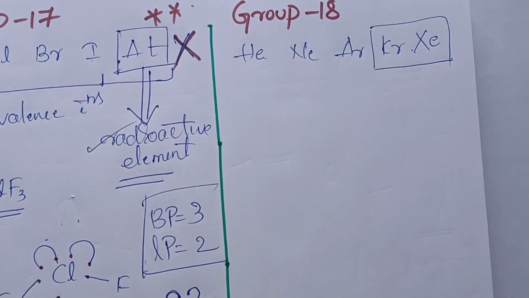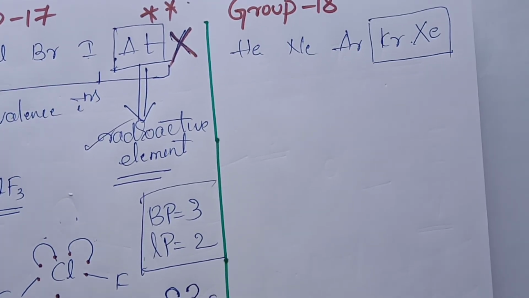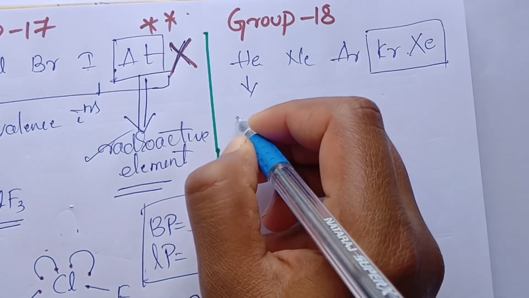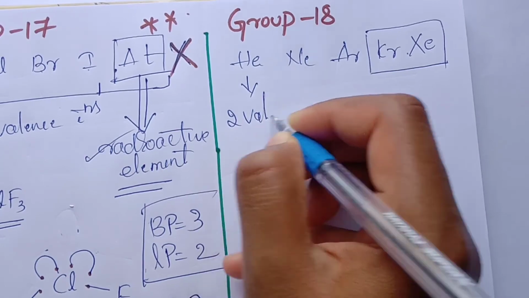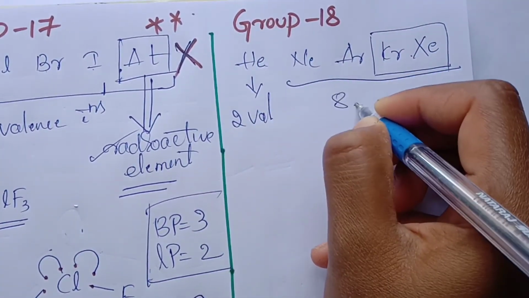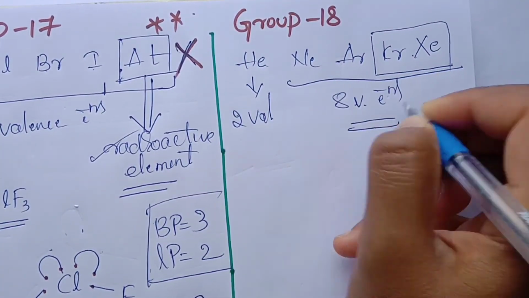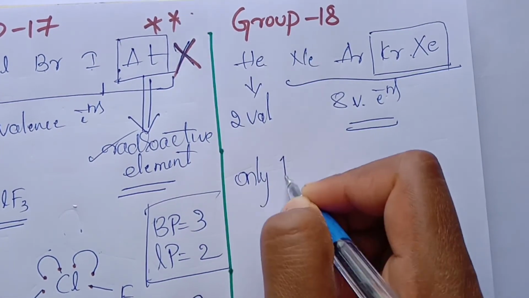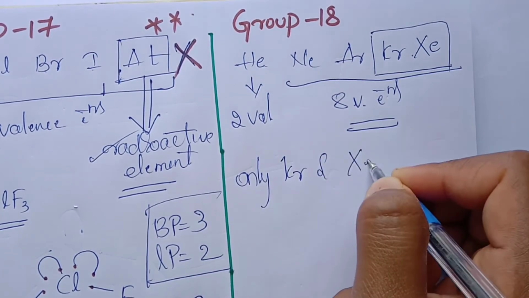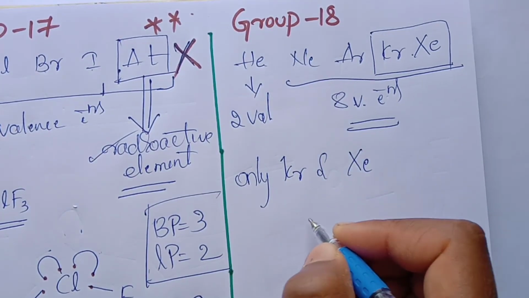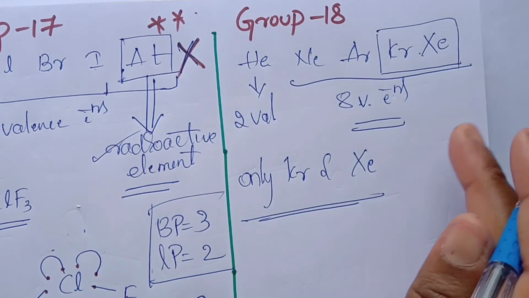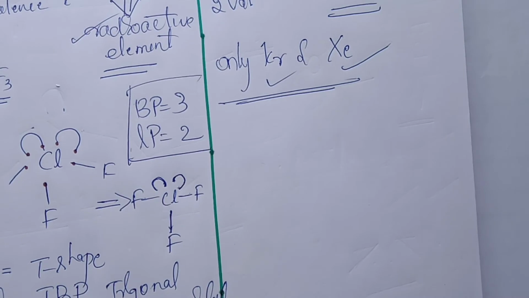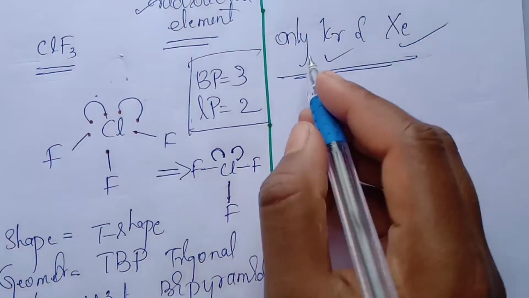Group 18 elements, that is noble gases or inert gases. Here helium has 2 valence electrons, but the others have 8 valence electrons. Yes, these have 8 valence electrons. Only krypton and xenon form compounds. Only these two can form compounds. Yes, we explain through an example.